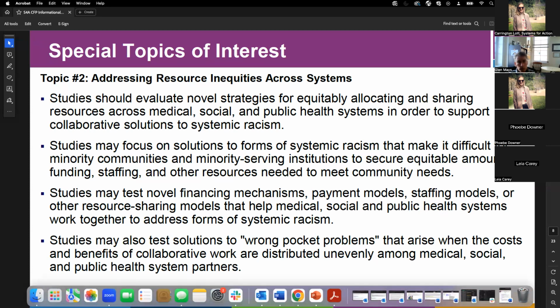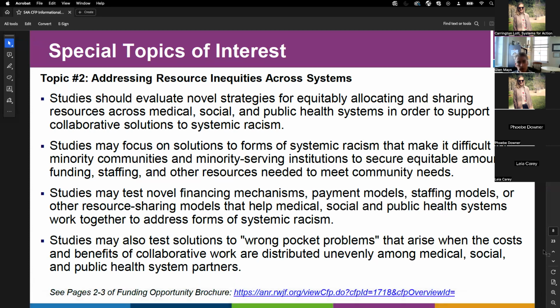A second special topic of interest described in our CFP relates to studies that examine ways of addressing resource inequities across systems. So these studies should evaluate novel strategies for equitably allocating and sharing resources across medical, social, and public health systems, specifically in order to support collaborative solutions to systemic racism. So we're focusing in on, again, resources and resource sharing.